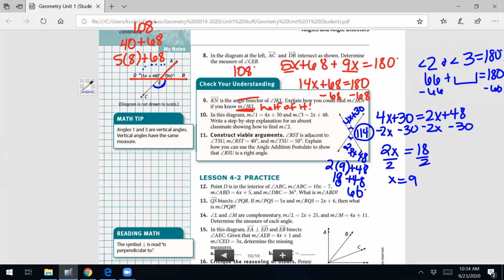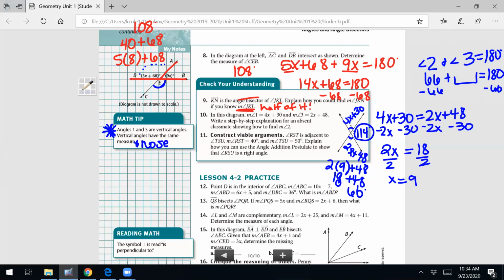So to recap what I did, I set those equal to each other because they are vertical angles. I isolated x, plugged x back into either of them, 1 or 3, it doesn't matter. They're both going to give you 66. Take that 66, subtract from 180 because they are supplementary. Number 11, and you can kind of see that over here. What I just told you, they're vertical angles. They touch on the noses. I will always talk about them touching on the nose.